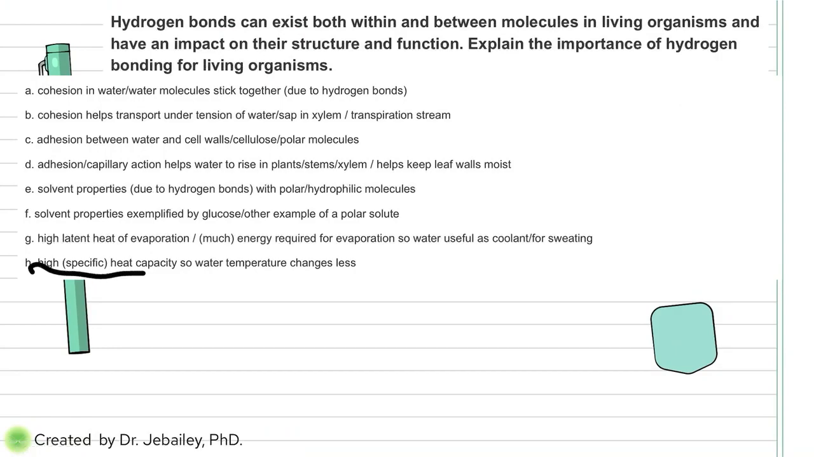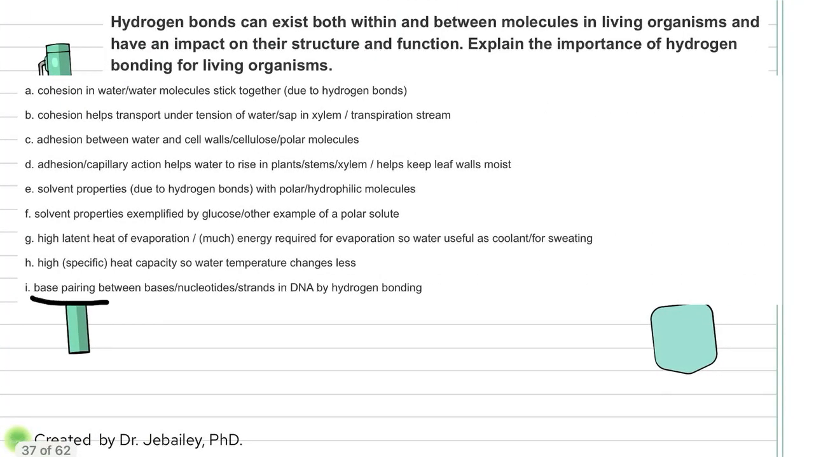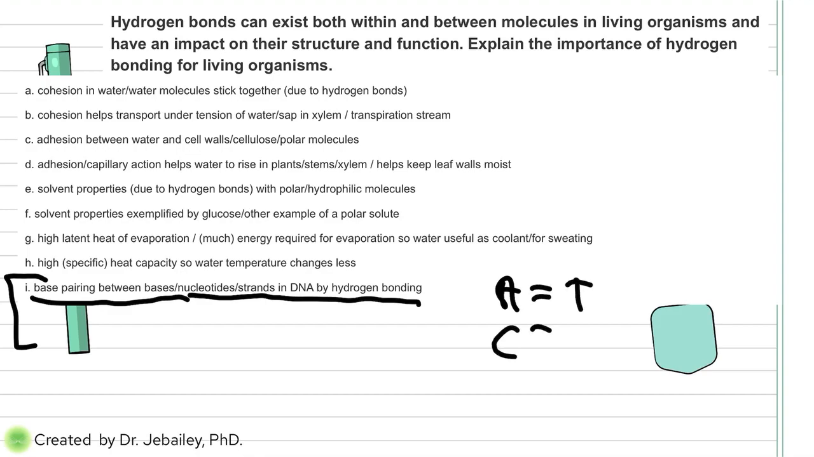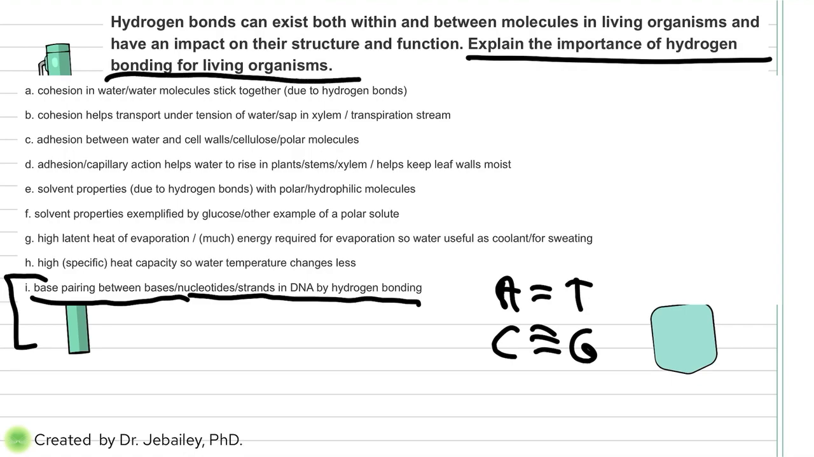You can see also here the heat capacity, how much heat the water can take as the temperature goes up without changing. And then the base pairing between bases, nucleotide strands. So now this part is not about water anymore. This is about the hydrogen bond that happens between A and T or C and G. Because this is not saying water, it's saying importance in living organisms.